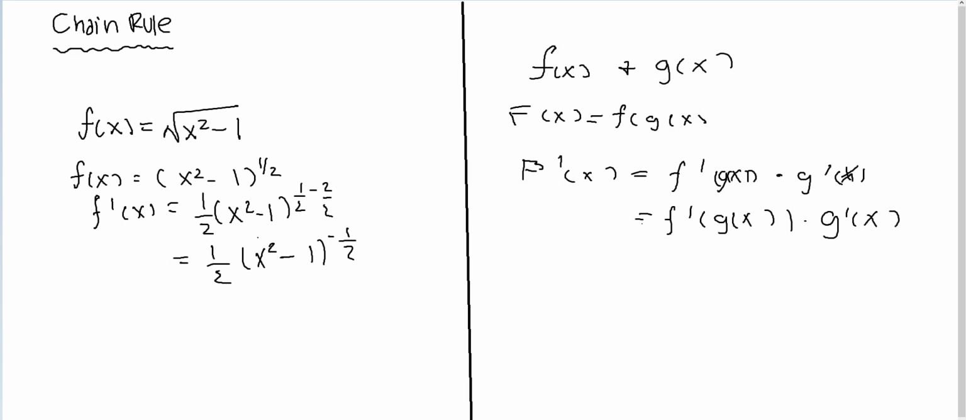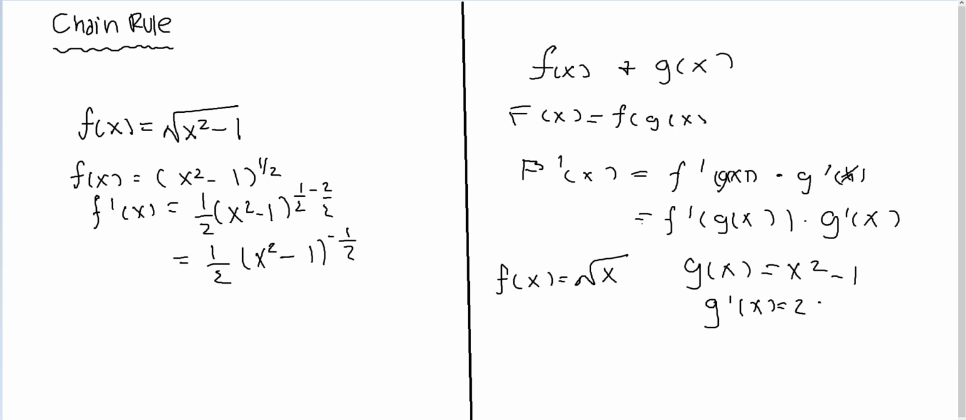So we can split our function into f(x) and g(x). So initially f(x) is going to be the square root of x in our situation, and our g(x) is going to be x squared minus 1. Now this works because f(g(x)) will equal the square root of x squared minus 1. So if we take the derivative of these separately, g'(x) is equal to 2x, and f'(x) is equal to 1 over 2 root x.